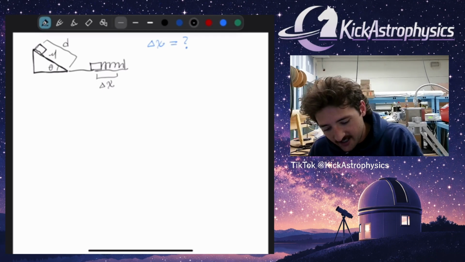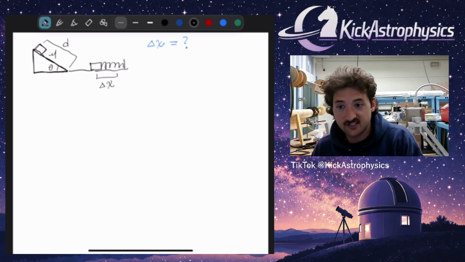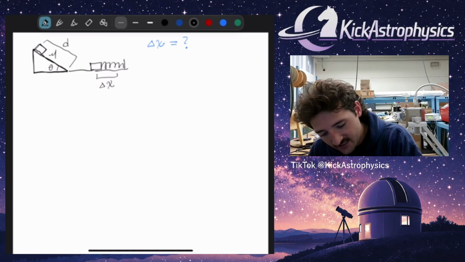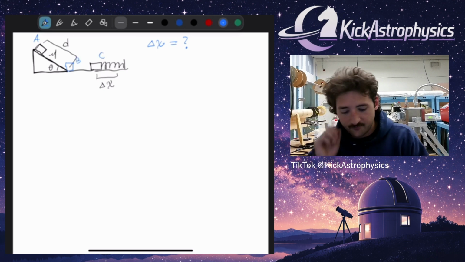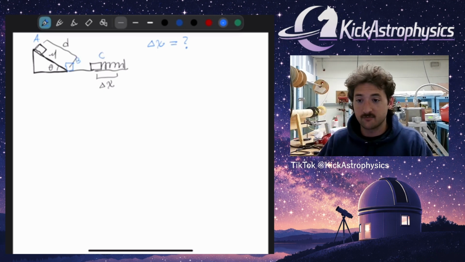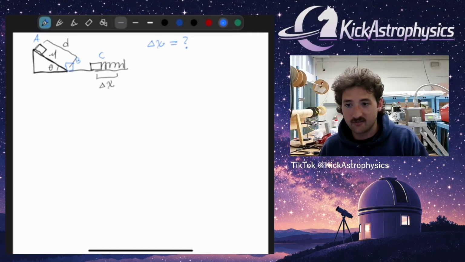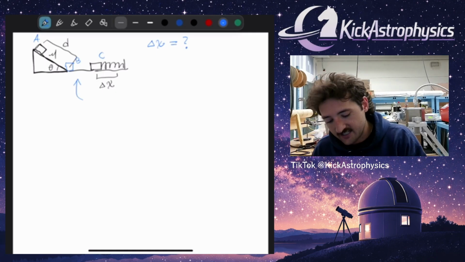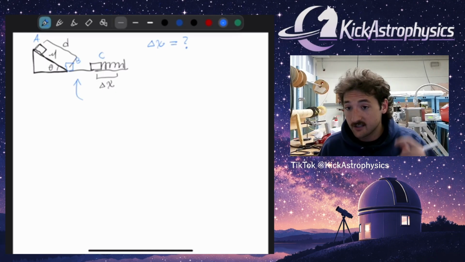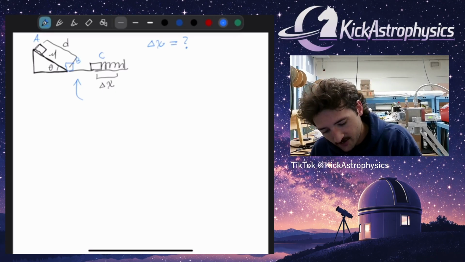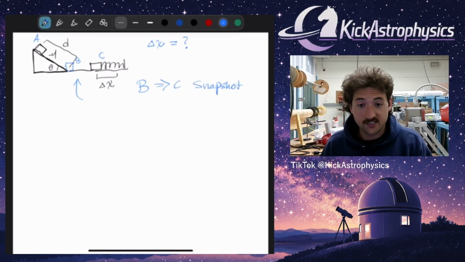We need to find the compression of this spring. So if we start from this instance, we're going to have a few different instances, I guess. I'll call them A, B, and C, where the spring has been compressed from equilibrium some maximum amount, delta X. And let's take the snapshot from B to C. So let's do this. B to C snapshot. Let's undergo our same process.